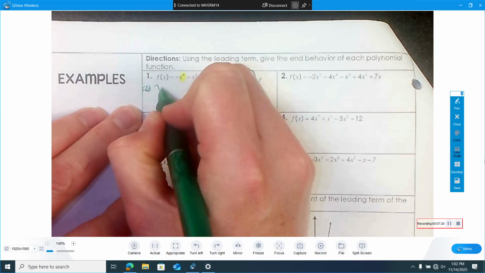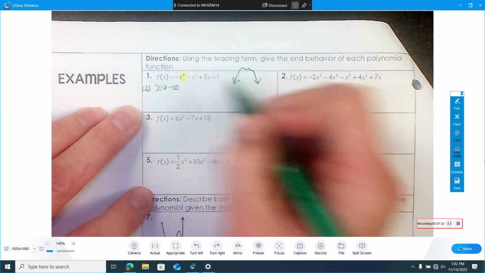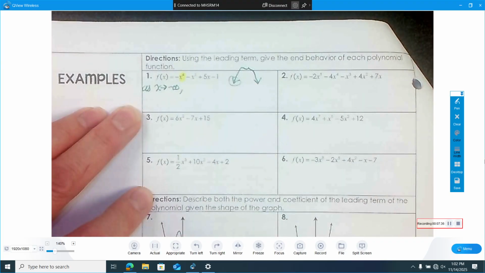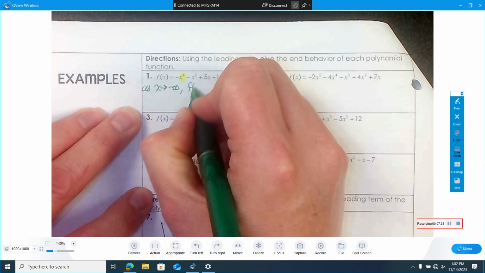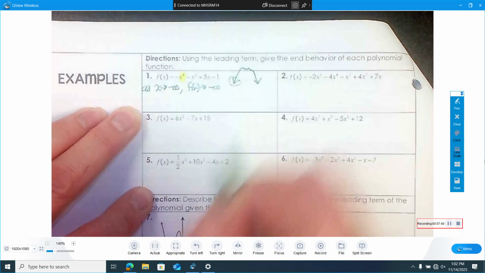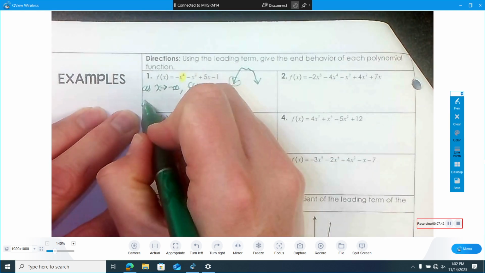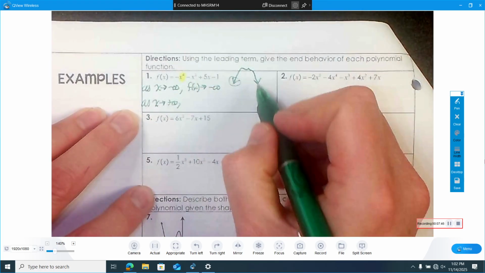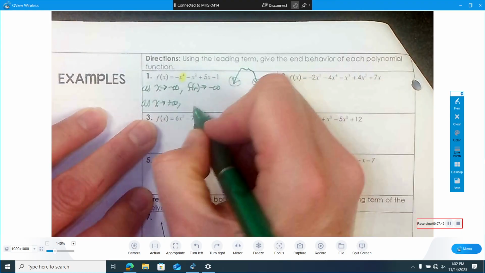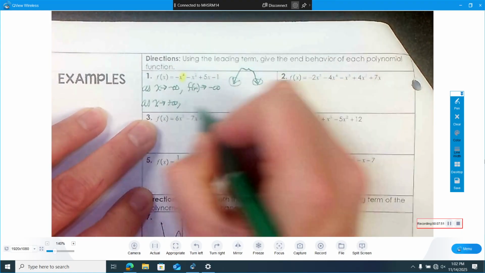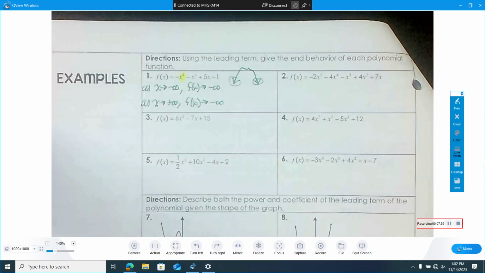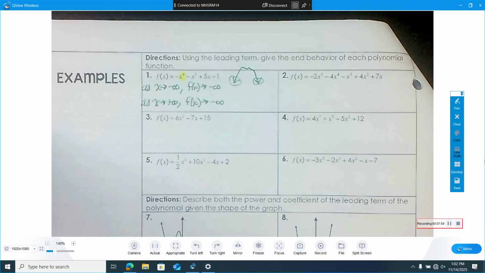As x approaches negative infinity, so as we move to the left arrow here, where is it pointing? Down. So f of x goes to negative infinity. As x approaches positive infinity, f of x approaches negative infinity. So that's the right arrow points down. So f of x goes to negative infinity. Beautiful. And that's all we need to know. If we can figure that out, we're good to go.